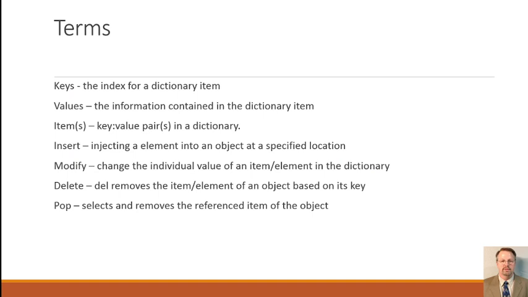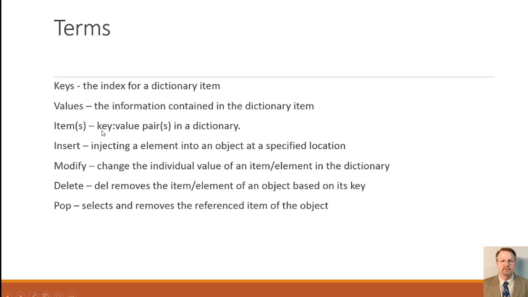So let's talk about some key terms here. Keys are basically the index for the dictionary item. Values are the information contained in the dictionary item. So there's key and value. Now the value can be another dictionary. It can be any object. It can be a string, an integer, a float, a Boolean, or another list, or a dictionary, or a tuple. Again, the key is a reference to the item in the dictionary, and the value can be any kind of object.